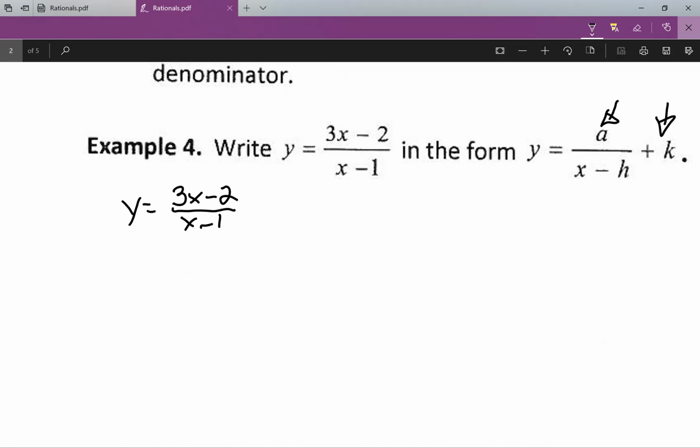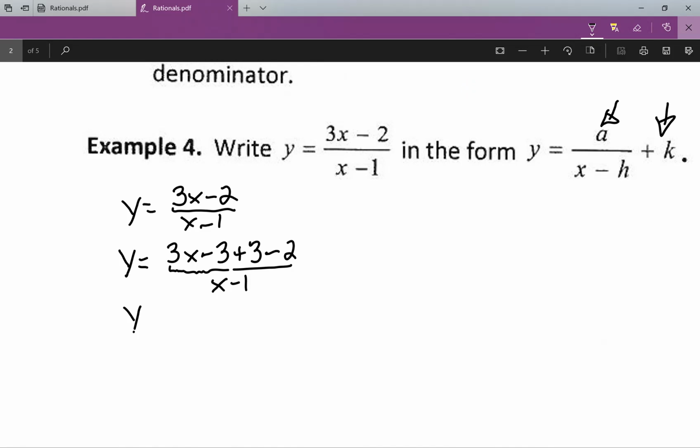And since there's a 3 attached to the x, I'm going to pull a little bit of fun mathematics right here. We're going to go y equals 3x minus 3. Now, since I put the minus 3 in right there, what do I have to do? I have to add 3. And then from before, I had the minus 2, and this is all over the x minus 1.